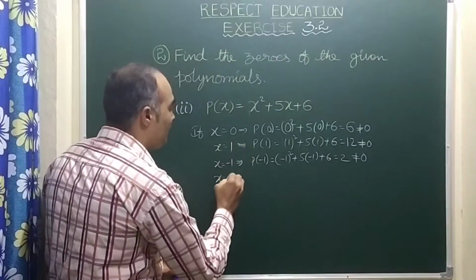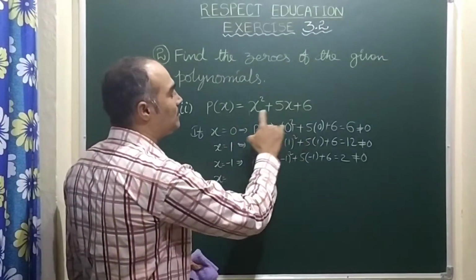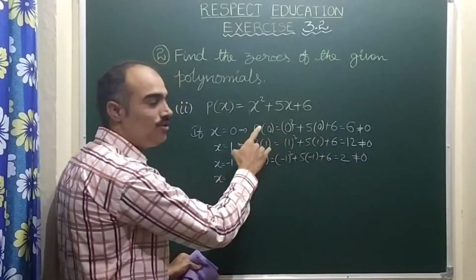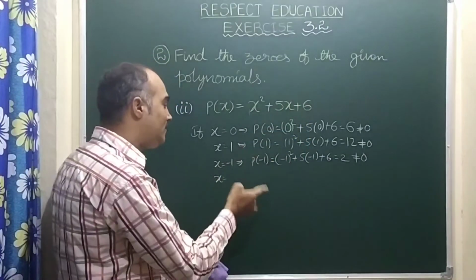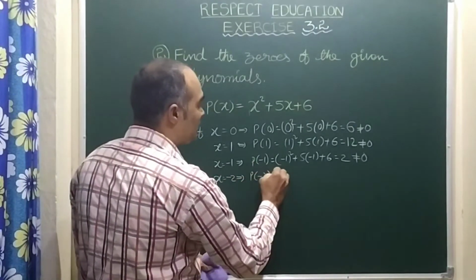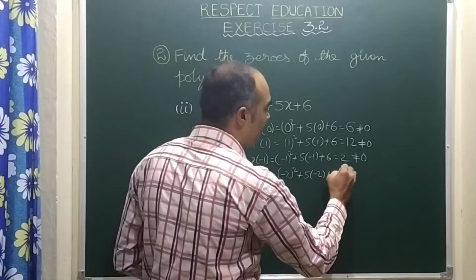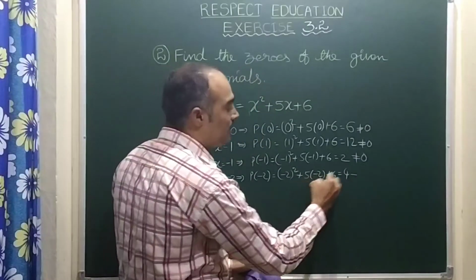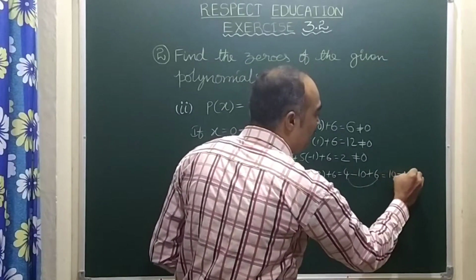Here we can substitute 2 also, children, but see the simple logic. Here all the terms are positive. If you substitute 2, then definitely it won't be 0. For example, 2 square is 4, 5 2s are 10, 14 plus 6 is 20. So that's why let us check with negative numbers. Here I am taking minus 2. So p of minus 2 is minus 2 whole square plus 5 into minus 2 plus 6. Minus 2 whole square is plus 4, minus 5 2s are minus 10, plus 6. So 4 plus 6 is 10, and 10 minus 10 is 0.